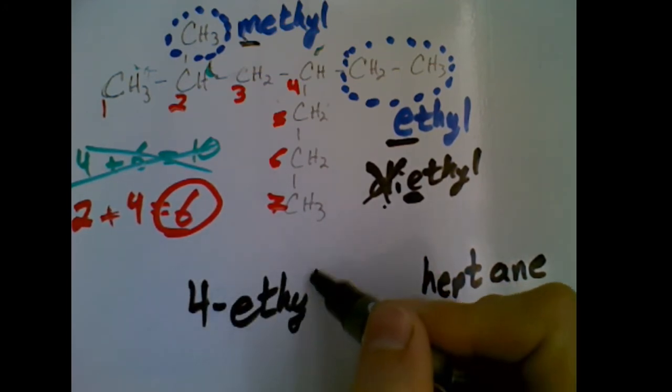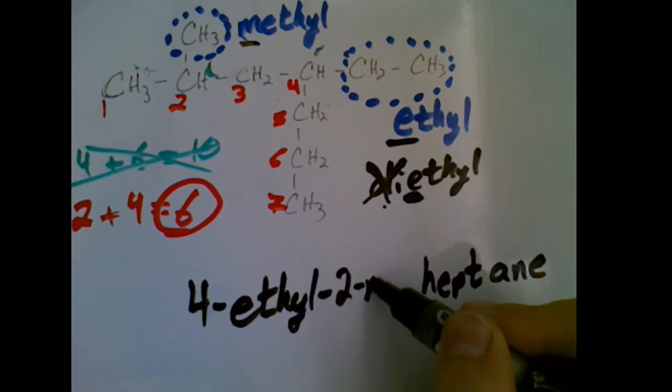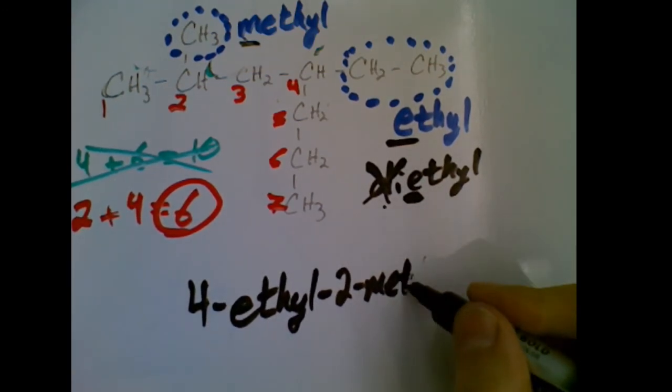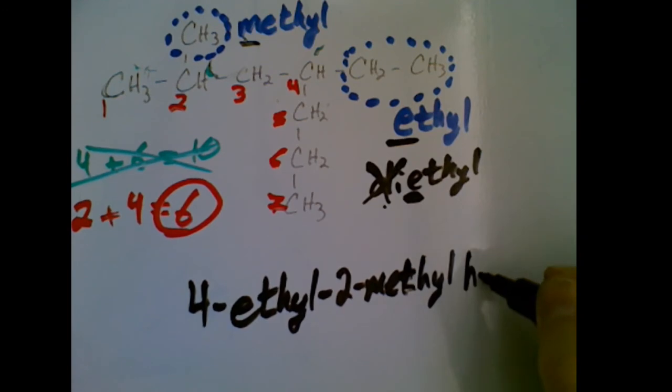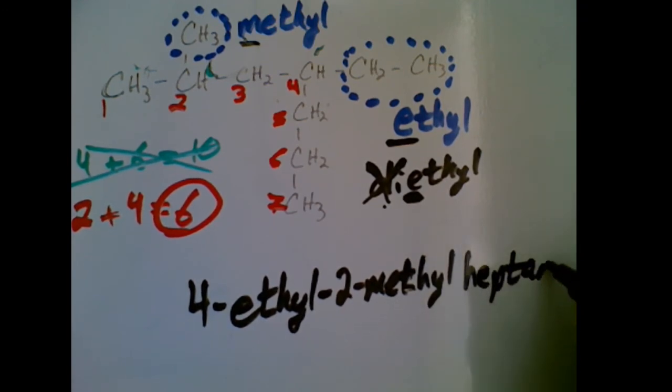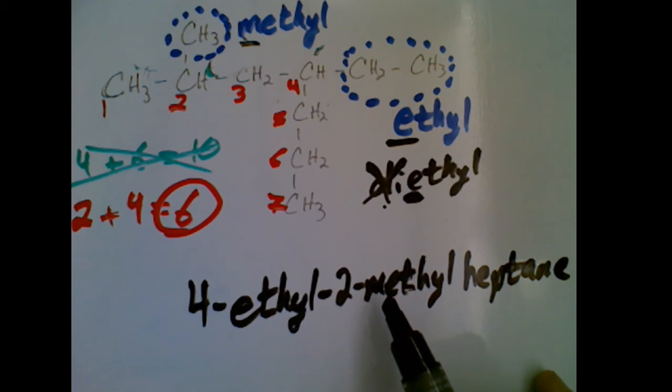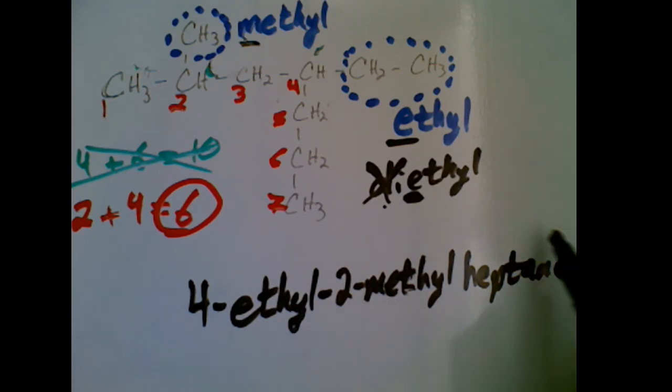So what we're going to do here is we are going to have 4-ethyl, 2-methyl, heptane. You can see dashes separating every number and letter, and we have each of our branches written down. We have our main chain written down.